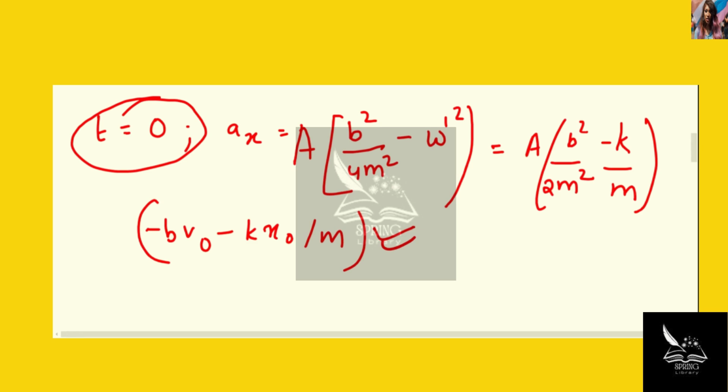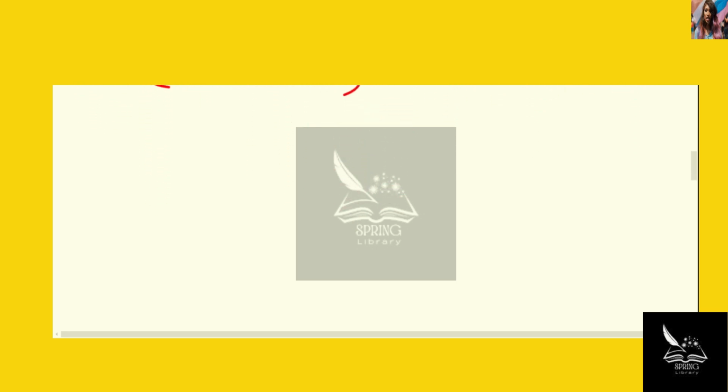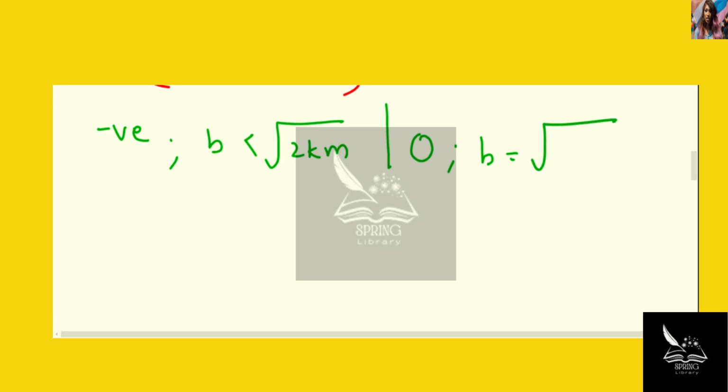Now the thing that we have to see with the help of this equation is that this will be negative, right? This will be negative if b is less than root of 2km. It will be 0 if b equals root of 2km, and it will be positive if b is greater than root of 2km. So three cases are there.